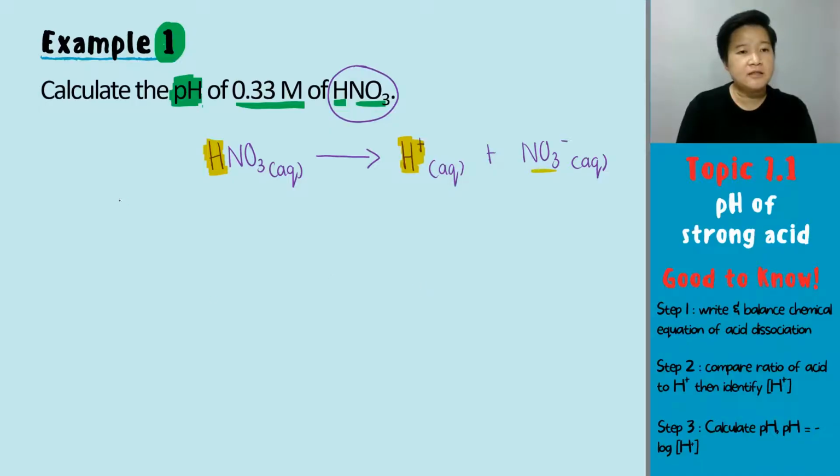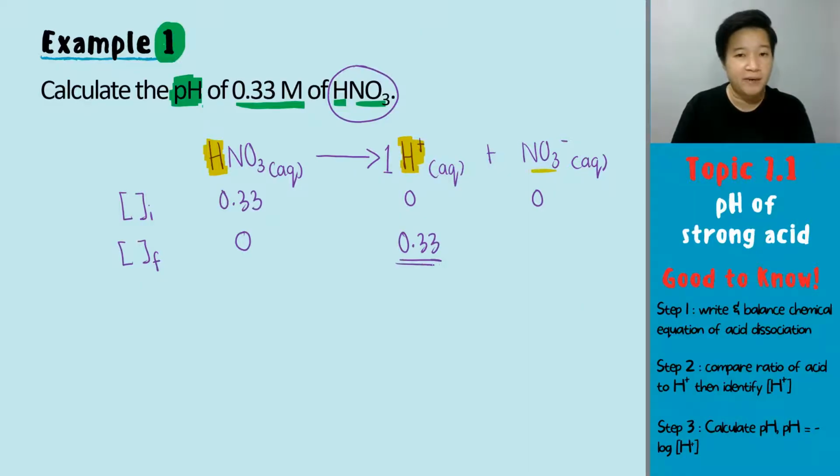I started off with the initial concentration of HNO3 as 0.33, knowing that for the H+ this will be 0. And knowing that at the end of the day, your acid final will be 0. So your product of the H+ is a 1:1 ratio. So I will then produce 0.33 molar of my H+. And from that, we realize that the concentration of H+ in this question is 0.33 molar. And from that, we can calculate the pH value.